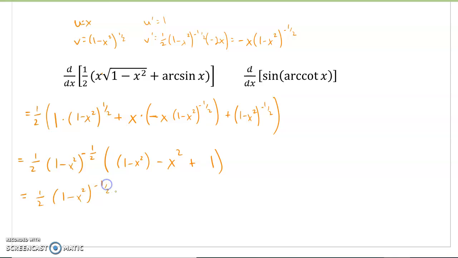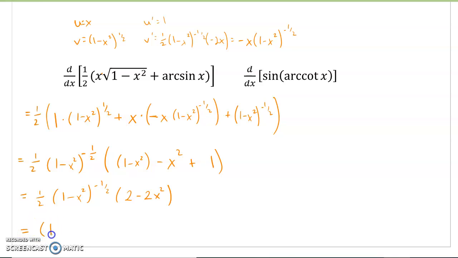because we can combine like terms here. 1 minus x squared plus 1. Actually, nothing cancels out, does it? We have 1 plus 1 is 2, and negative 1 minus 1 is negative 2, but that's okay. We can factor out that 2, and it's going to cancel out with that 1/2.